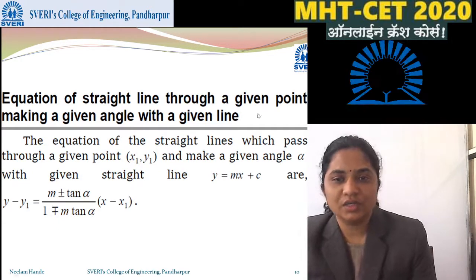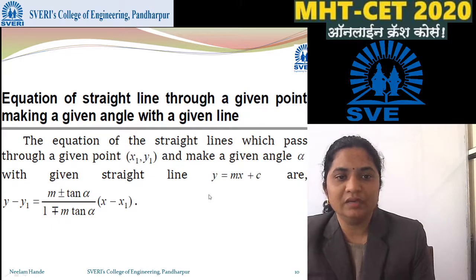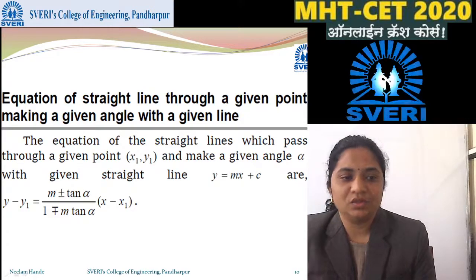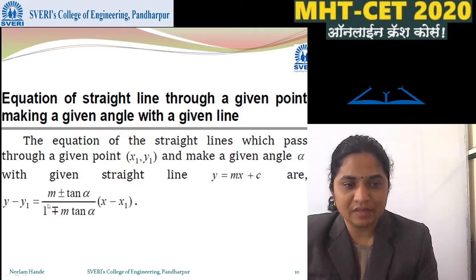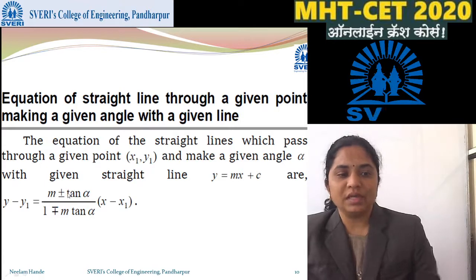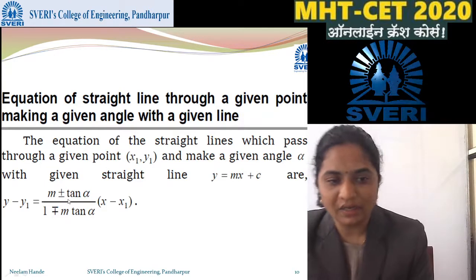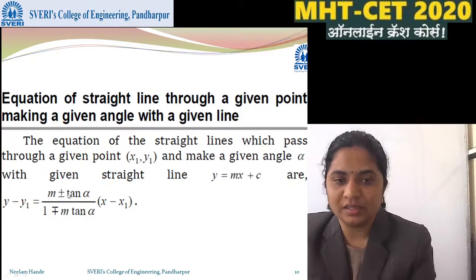Next, the equation of a straight line through a given point making a given angle with the given line. The formula for the same is y minus y1 equals (m plus or minus tan alpha) upon (1 minus or plus m tan alpha) into (x minus x1).